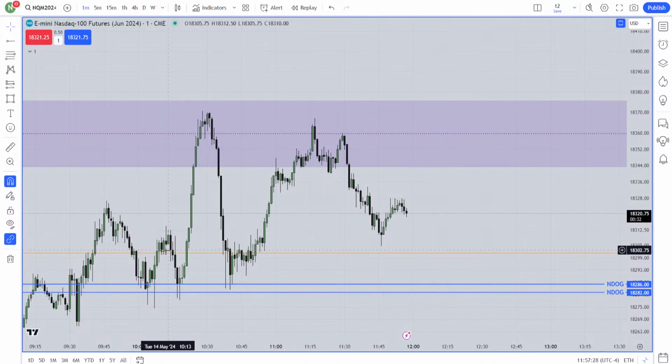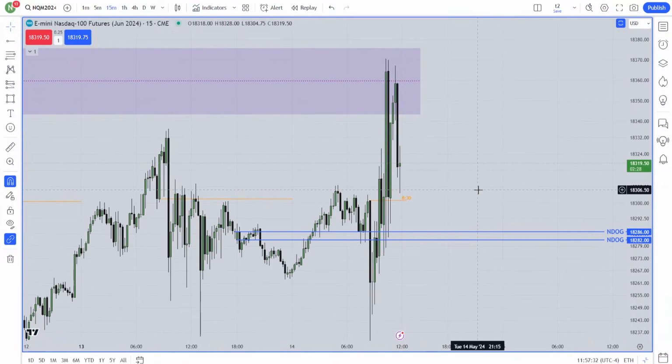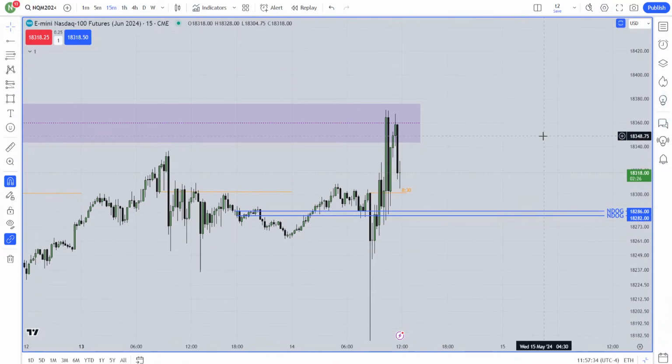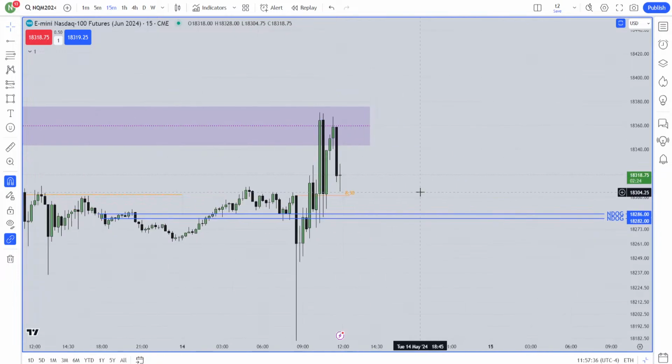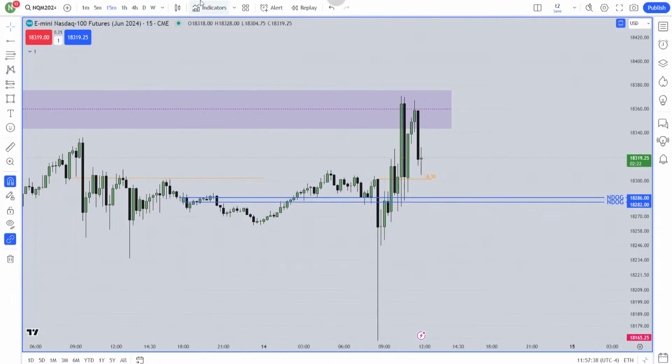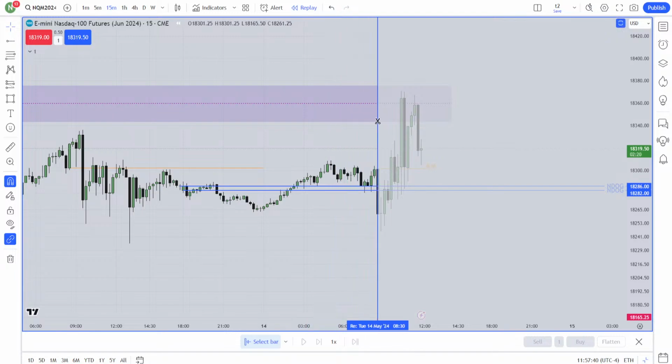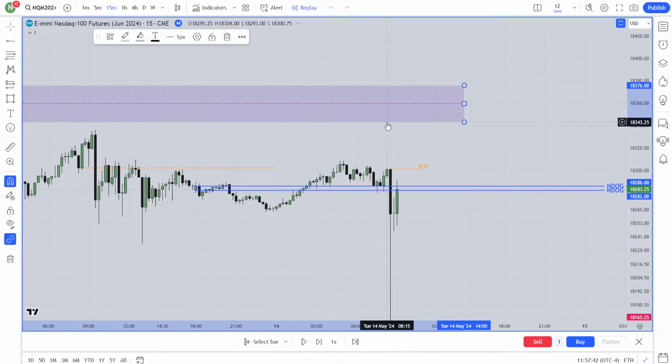All you have to do is a very simple process. From the 15-minute chart, I don't care about the 1-minute chart at first. From the 15-minute chart, look over here. Just let me show you. I'm going to remove this one.